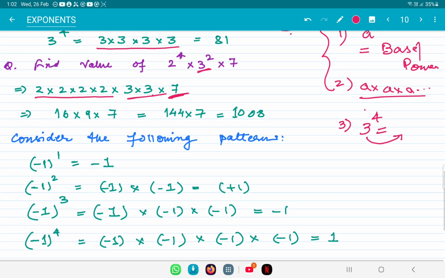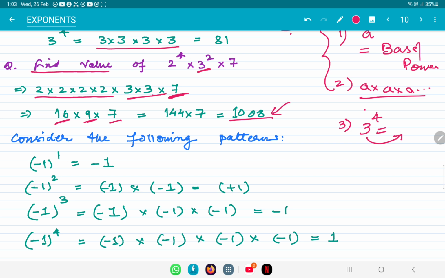That will give you the final result. So 2 multiplied 4 times is 16. 3 into 3 is 9, and 7. 16 nines are 144. 144 into 7 is 1008. So the final answer is 1008. Okay, we are giving the answer in this form because they are saying find the value of.